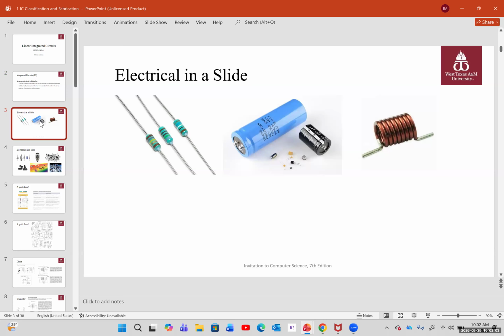Now, integrated circuits means that we put some elements together. We have different elements. Here are some examples of electrical elements. From left to right, do you know what they are? The one on the left is a resistor, the one in the middle is a capacitor, and the one on the right is an inductor. Do you know why I have put these 3 here?